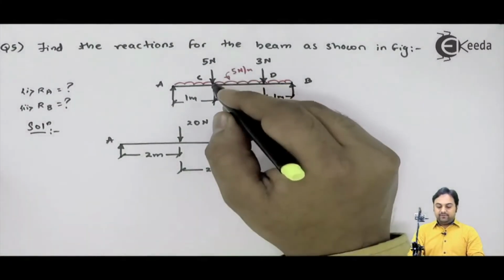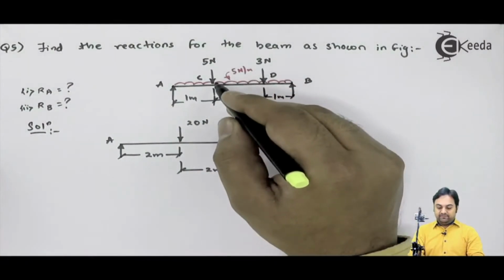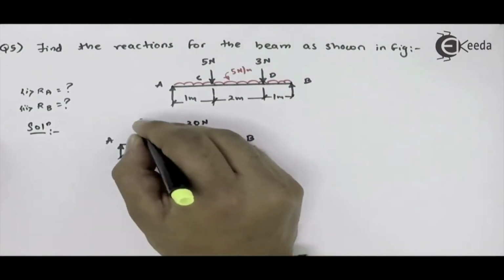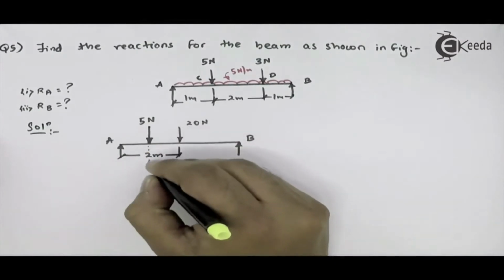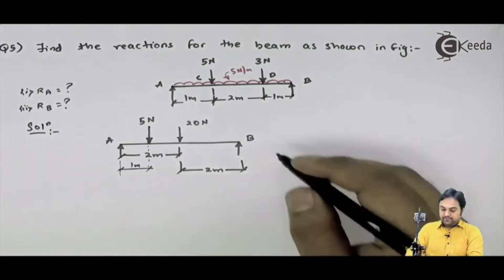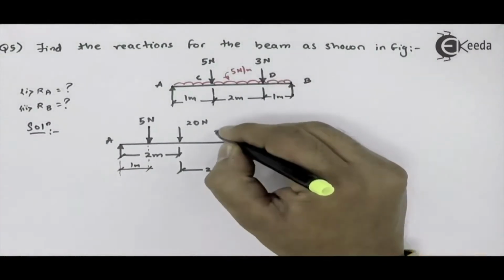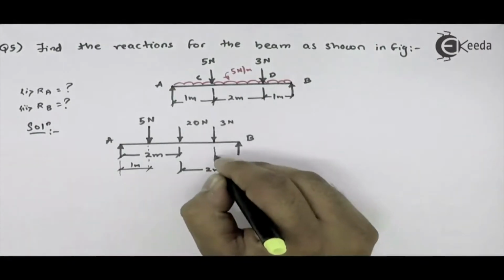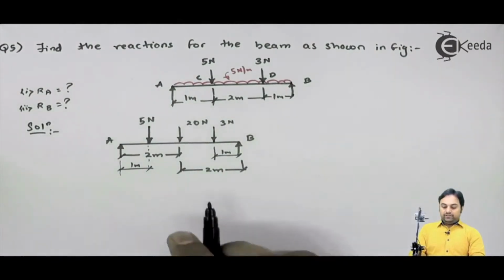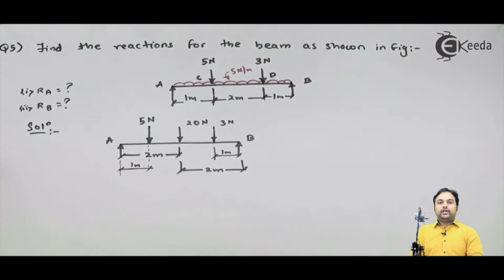Next, I will be locating the point loads. 5 Newton is at 1 meter distance. Then 3 Newton is 1 meter from B. Now, for this kind of beam, we have to calculate the support reactions. So let us try to solve this problem.